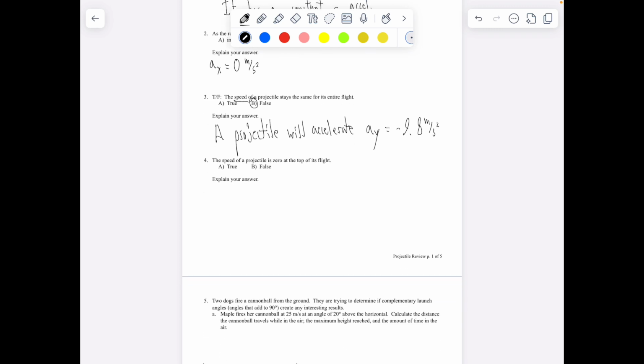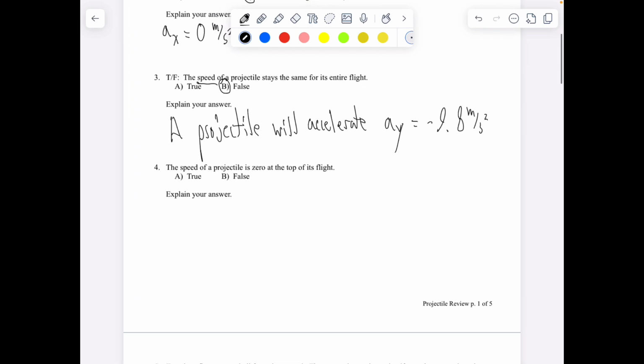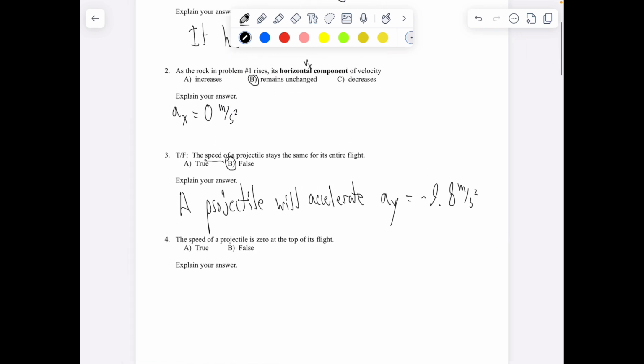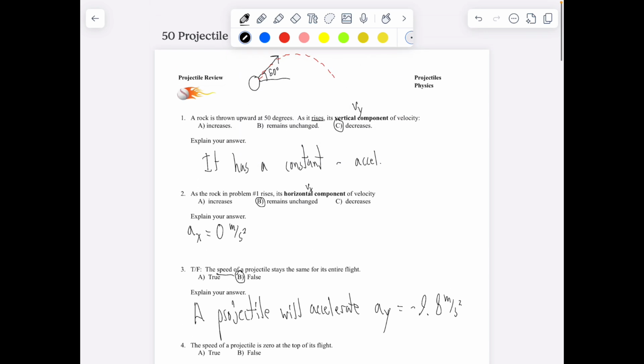The speed of a projectile is 0 at the top of its flight. So here, speed of a projectile is 0 at the top of its flight. Well, let's look at this previous problem. Rock is thrown upwards. As it rises, its vertical component of the velocity, we know at the very top, that velocity in the y direction is 0. But it is still moving to the right.